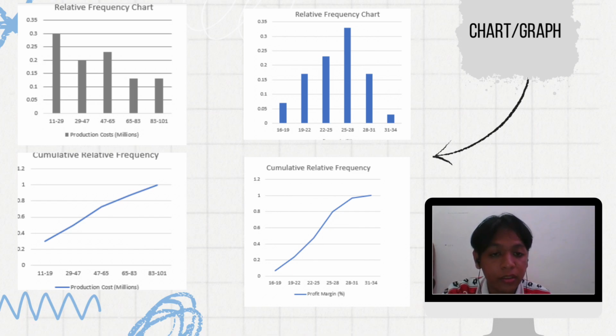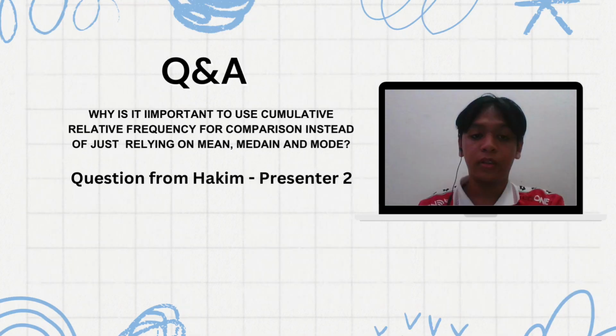As we can see, the highest relative frequency for production cost is between 11 to 29, whereas for the profit margin, the highest is between 25 to 28. For the cumulative relative frequency, I use the line graph.